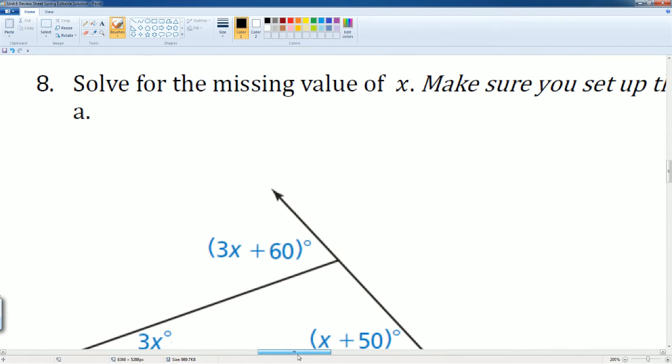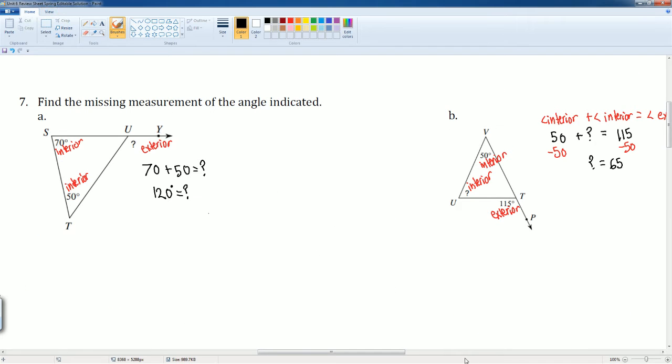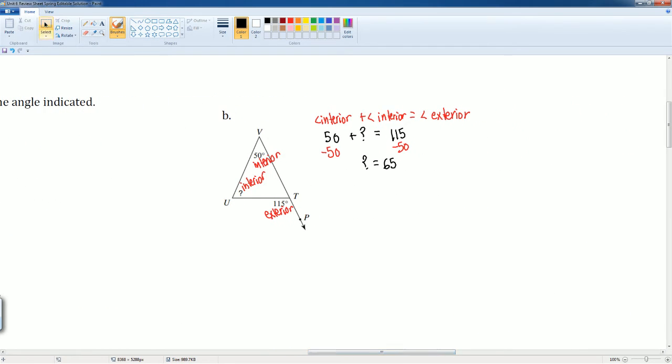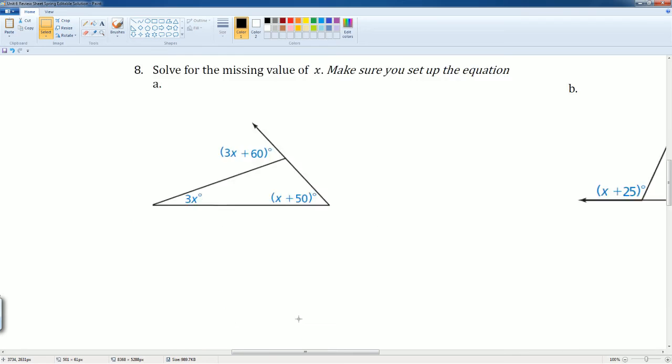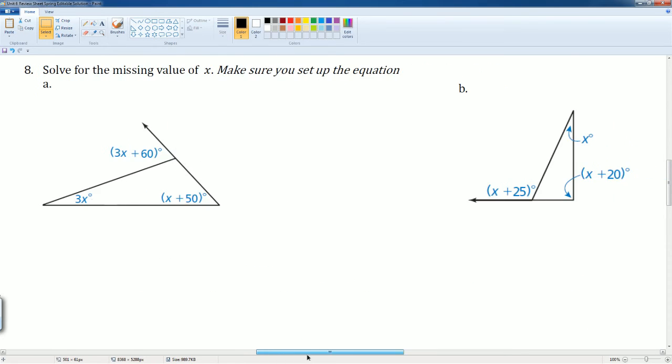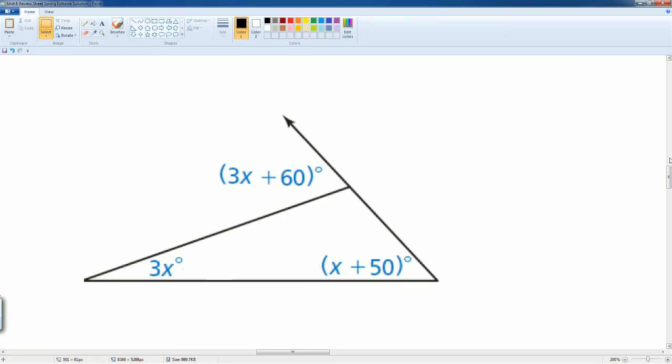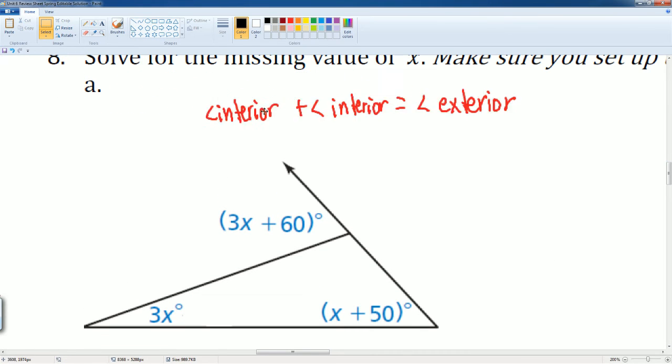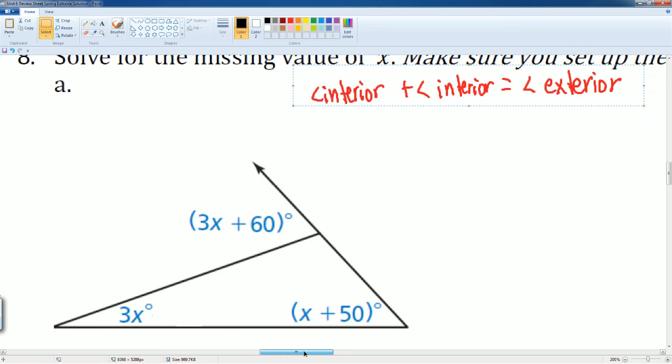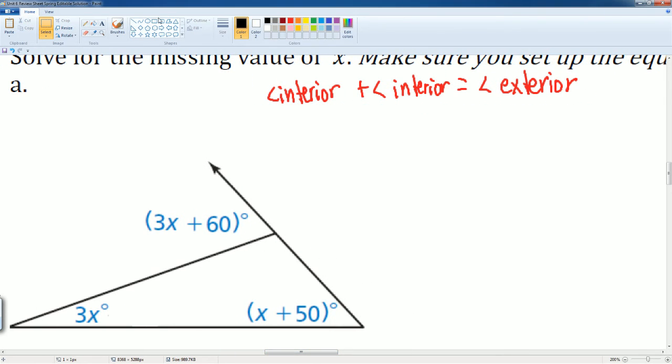All right, it's the same process. So let me just bring the equation here from question B, and let's bring it down here as well to help us. Again, do not be intimidated by the algebra. The setup is still the same. It is still interior plus interior is equal to your exterior. Let's help you along by labeling it. The 3x here is your interior. The x plus 50 here is also an interior. And the 3x plus 60 is your exterior.